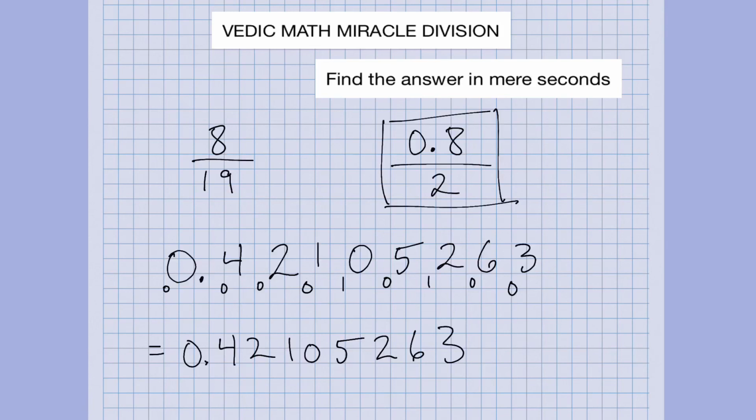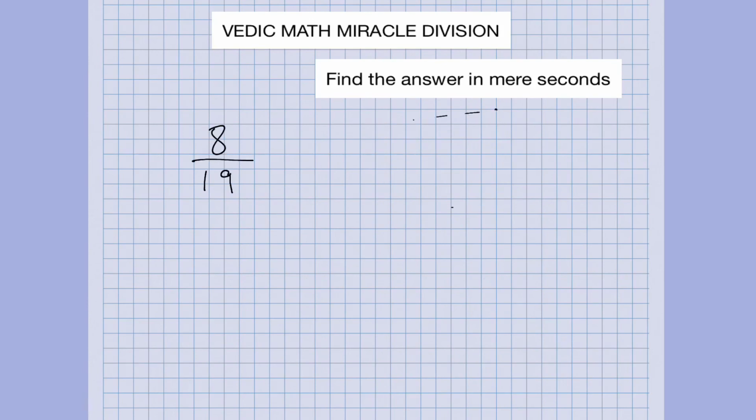I hope you all enjoyed this Vedic Math Miracle Division, how to find the answer in mere seconds. I just want to point out that this works for fractions like 7 divided by 49, 1 divided by 89, 3 divided by 39, where you have a small numerator and your denominator has a 9 at the very end. That's where you use this trick in your Vedic Math Miracle Division.